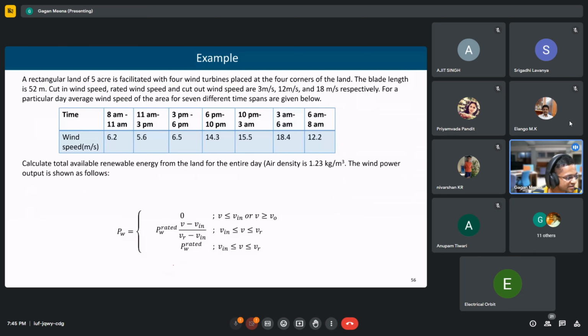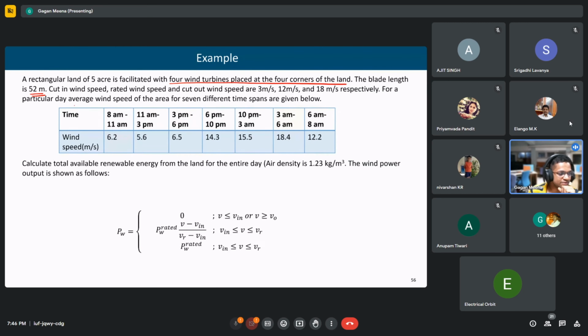This is the last question. It's a numerical example. Although it's a big question, I have provided the solution in the slides. So, first of all, let me read the question, then you can tell me how we can proceed with this question. There is one rectangular land of 5 acres, and there are four wind turbines, which are placed at the four corners of the land. The blade length is 52 meters.